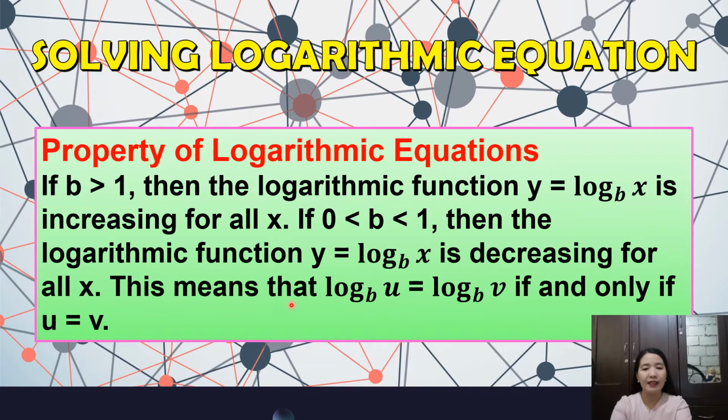This means that logarithm of u with base b is equal to logarithm of v with base b if and only if u is equal to v.